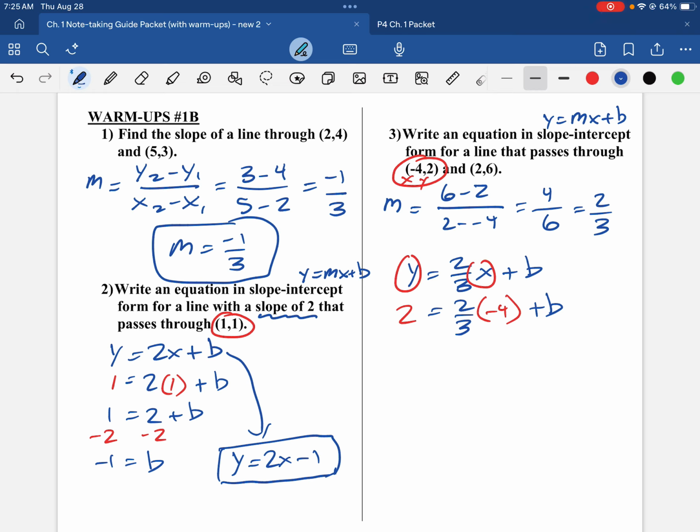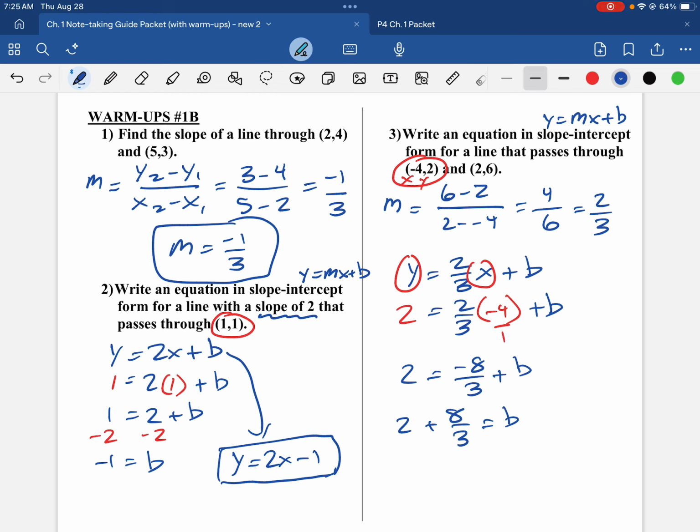All right, so let's start by doing 2/3 times negative 4. So you could think of negative 4 as negative 4 over 1, and then when I'm multiplying 2 fractions together, you don't need a common denominator, you just multiply straight across. So this would be negative 8 over 3, okay? So next thing I'm going to do to isolate the b is add 8/3 to both sides, like this, okay?